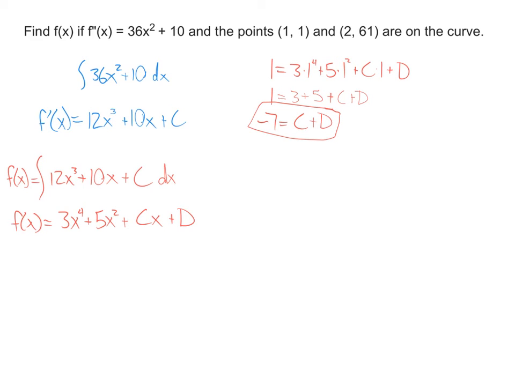The other equation we're going to get by plugging in the point (2, 61). It equals 61 when x is 2. So 3 times 2 to the fourth plus 5 times 2 squared plus c times 2 plus d. So 3 times 16 is 48, plus 20, plus 2c plus d equals 61. 48 and 20 is going to be 68. We subtract, and we get negative 7 equals 2c plus d.